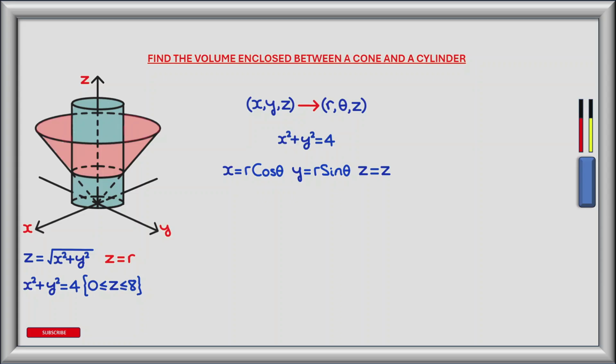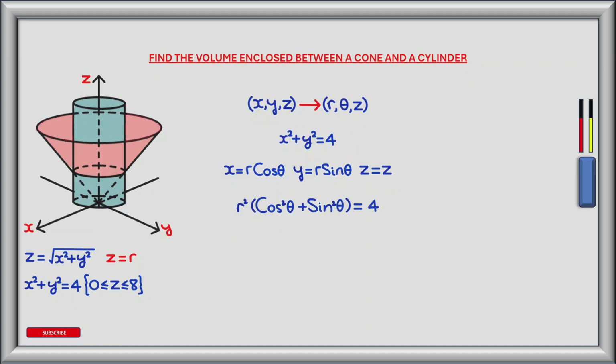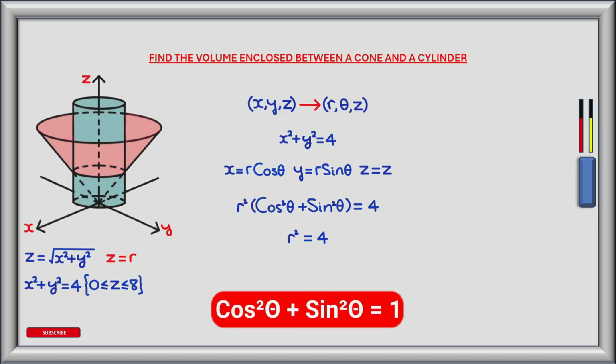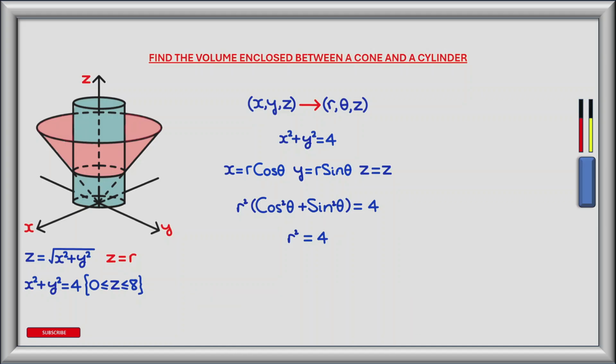The Cartesian equation for the cylinder is x squared plus y squared is equal to 4. And after making the substitution, we get r squared into the bracket of cos squared theta plus sine squared theta is equal to 4. And using the trig identity where cos squared theta plus sine squared theta is equal to 1, we have r squared is equal to 4. And taking the positive square root of both sides of the equation, we get r is equal to 2.